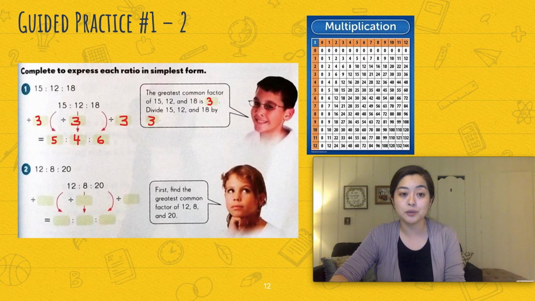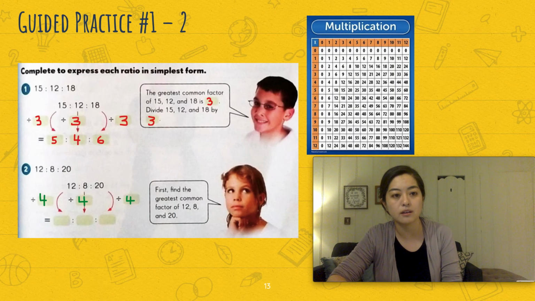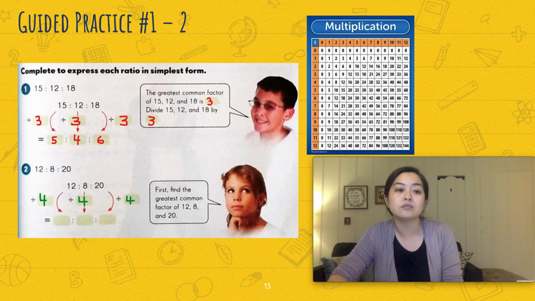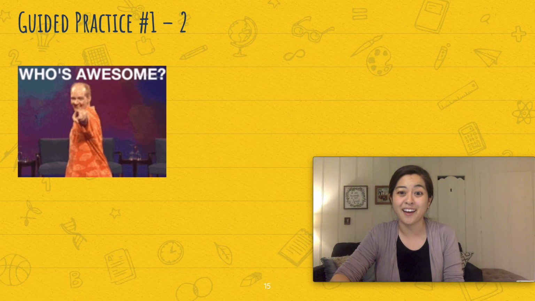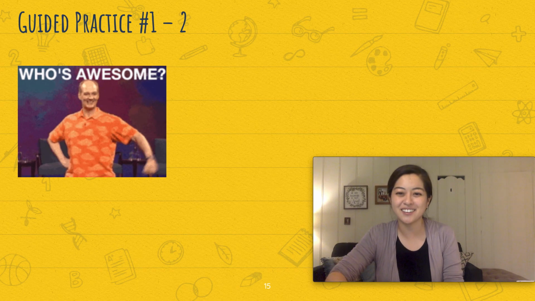Let's look at number 2. First, find the greatest common factor of 12, 8, and 20. What's the greatest common factor of 12, 8, and 20? Well, it's 4. So let's divide 12 by 4, divide 8 by 4, and divide 20 by 4, and you get 3 to 2 to 5. You're awesome.